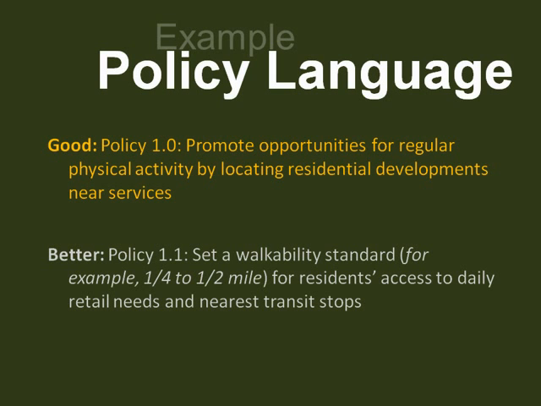I want to give you a few examples of policy language to illustrate how even policies that generally benefit health can be improved by thinking about a few key characteristics. So here I have two policies promoting opportunities for regular physical activity. If you take a minute and look at the first one, you can see it's a generally positive policy. But there's a difference between the first one and the second one in that the second one actually sets a standard for residents' access to very specific kinds of community amenities like daily retail needs and nearest transit stops.